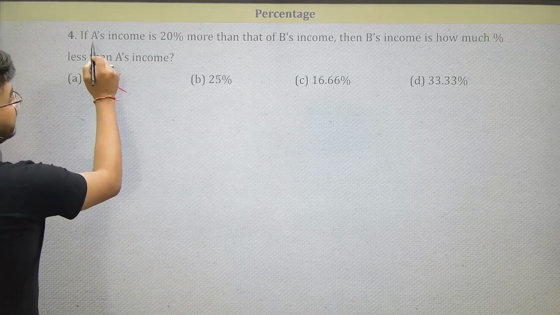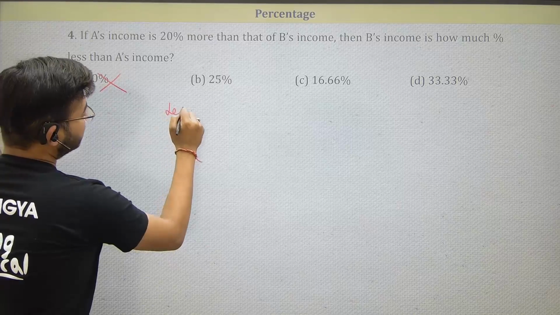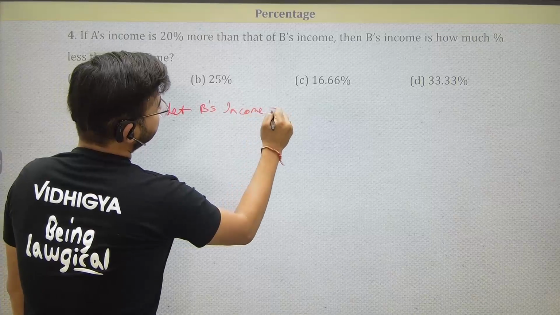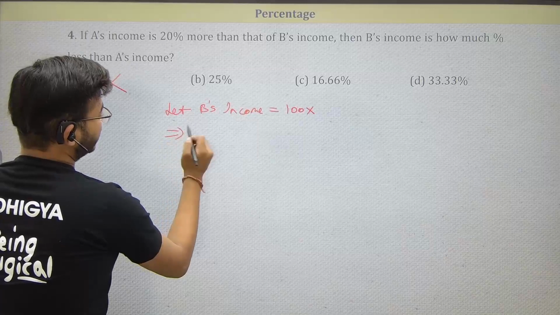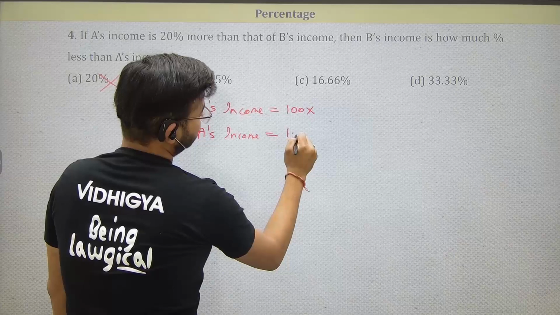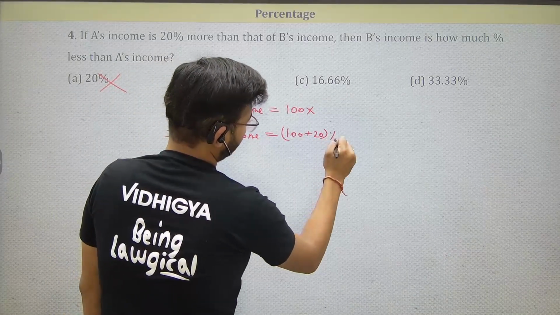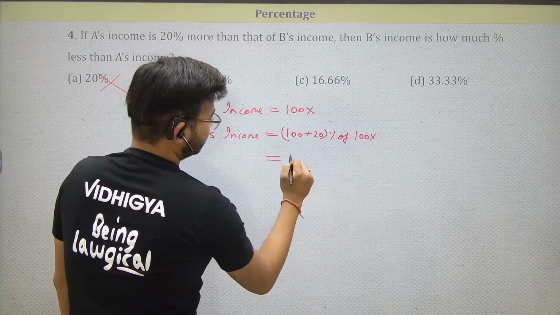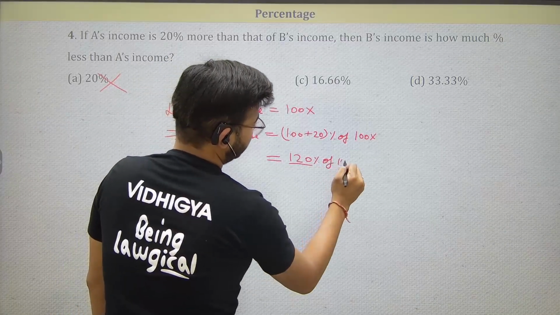Okay. Now let's try to understand why that would be. Here A's income is 20% more than that of B's income. So again, we'll assume that B's income is equal to 100x. So A is 20% more than B. So A's income will be 100 plus 20% of B's income, which is 100x. So that will become 120% of 100x.